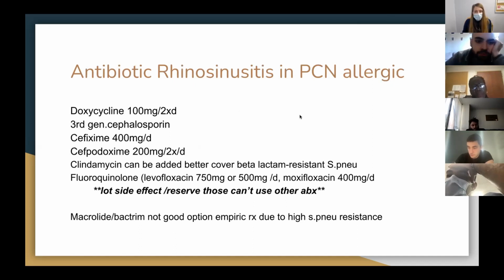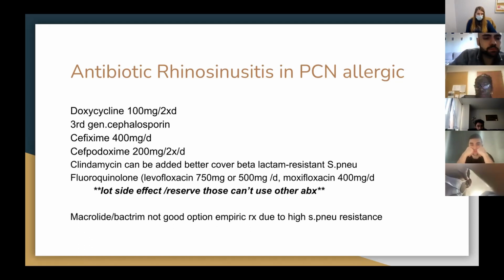Okay, so if the person is penicillin allergic, then you can give them Doxy 100 twice a day. You can do it for about 5 to 7 days. Third generation cephalosporins, if they have tolerated cephalosporins in the past, so that would be cefixime or cefpodoxime. And then you can add Clinda for better beta-lactam resistance coverage for strep pneumo. Lastly, fluoroquinolones like levofloxacin and moxifloxacin, we reserve them as a last resort because they have such a high side effect profile. Please don't use macrolides or Bactrim for empiric treatment of possible bacterial rhinosinusitis because of the high strep pneumo resistance.